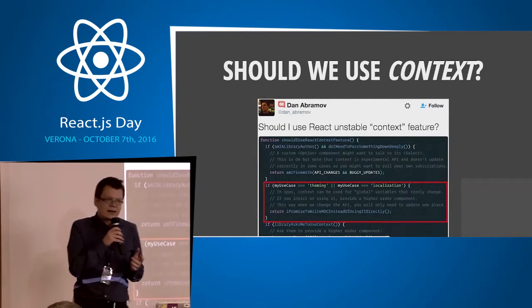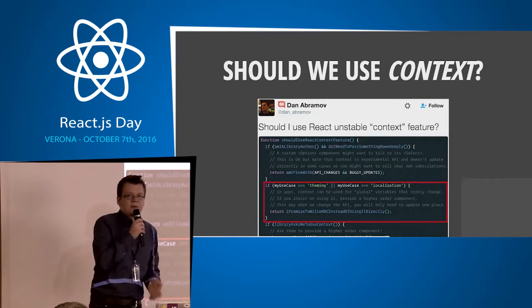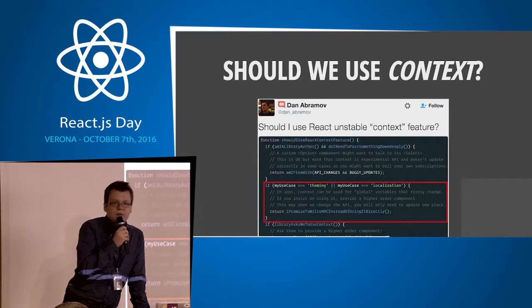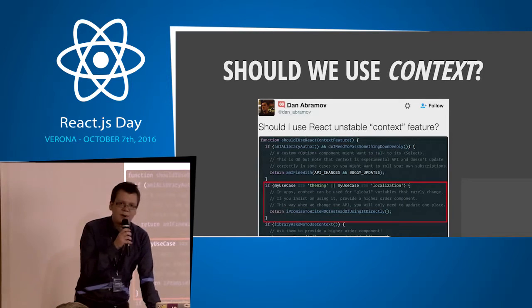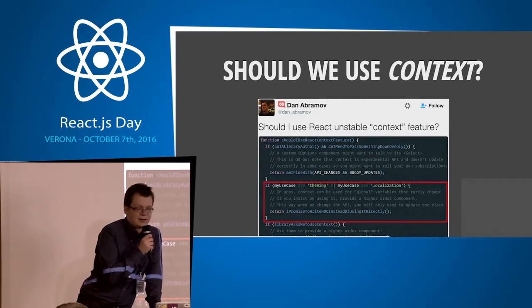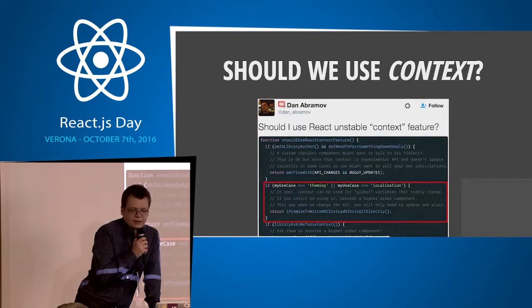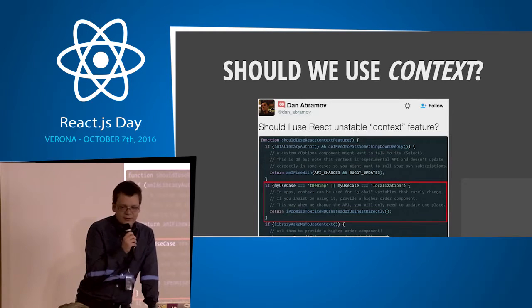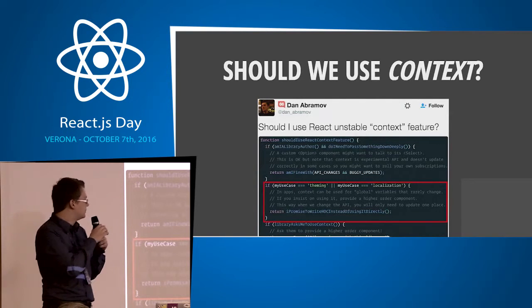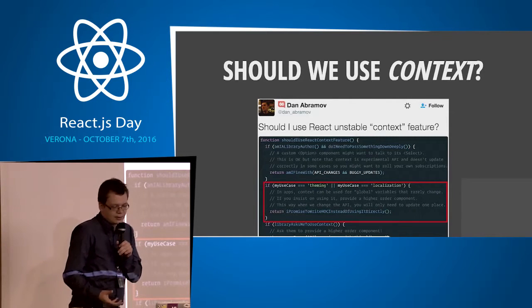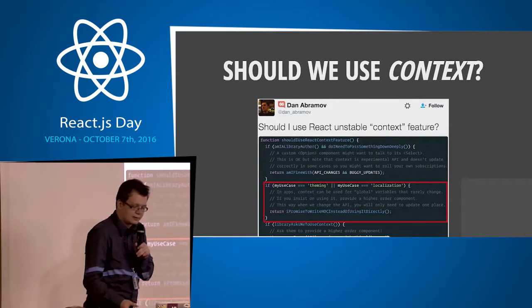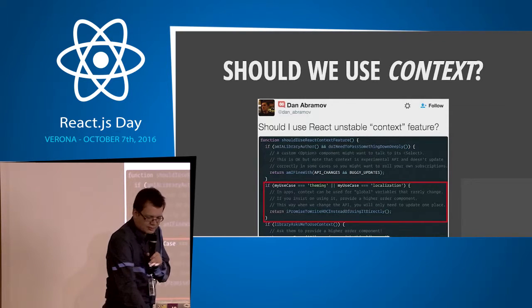All right, so another thing that we might think of when we're thinking about theming is, should we use context, the experimental feature of React context? Dan Abramov had a good quote on the question of using context, and the idea is basically: avoid context if you can, and if you're using it for theming, then try to use it in a higher order component. So let's go more into that.